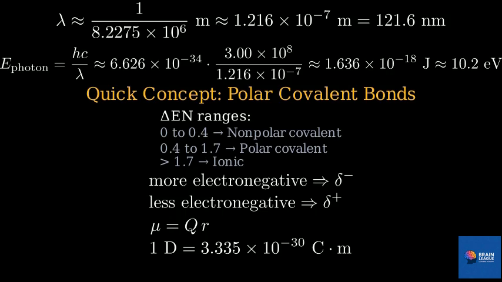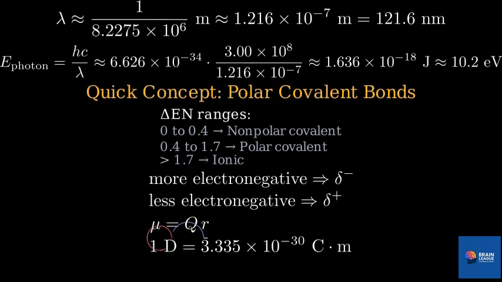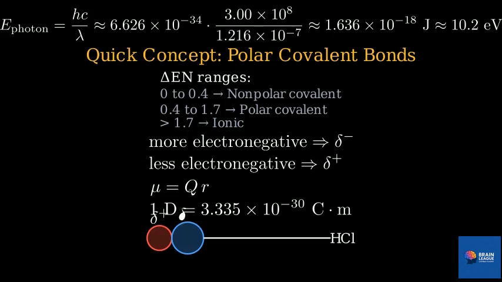Example, hydrogen chloride. Chlorine has electronegativity about 3.0, hydrogen about 2.1, so delta EN equals 0.9, which is polar covalent. Hydrogen bears delta plus, chlorine bears delta minus, and the bond dipole points from hydrogen toward chlorine.